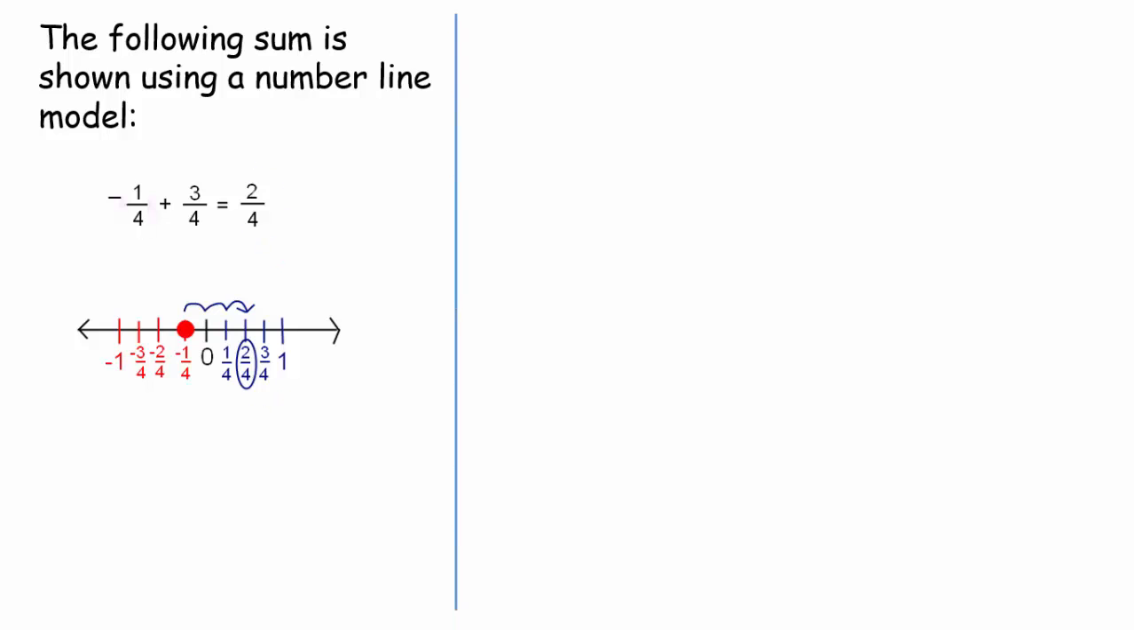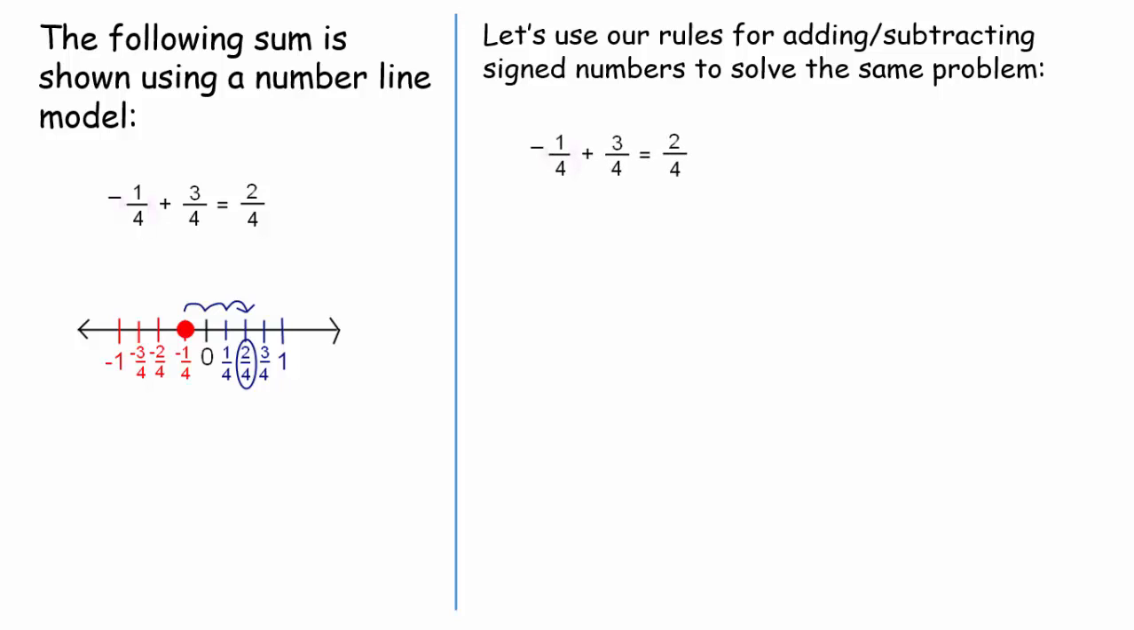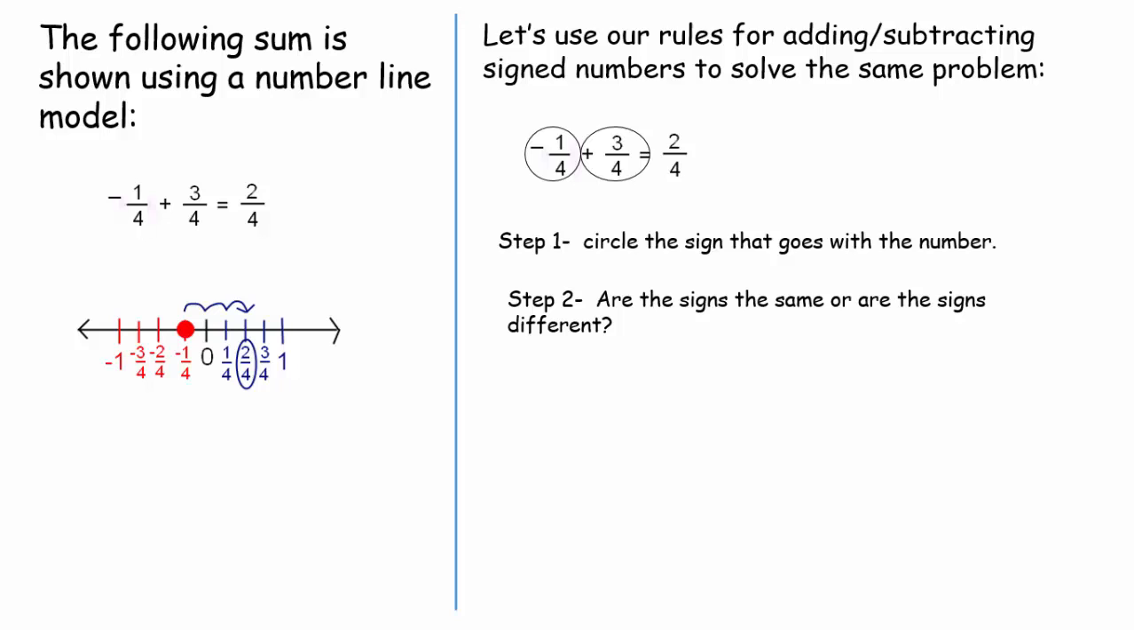Let's go ahead and use our rules. First, you'll notice there are no double signs, so we don't have to worry about that. So all you have to do is circle the sign that goes with the number. The 1/4 has a negative attached. The 3/4 has a positive attached. Are those signs the same or are those signs different? Those signs are different, so you'll need to find the difference. What's the difference between 3/4 and 1/4?